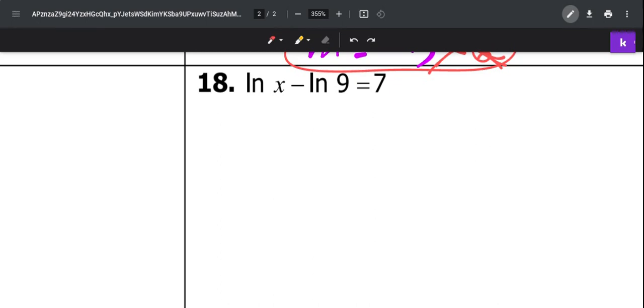So let's look at 18 together. On 18, first of all, type 1 or type 2. Hopefully you're going to tell me type 2, because there is a single logarithm on this left side, but there's not one on the right side. So even if we wanted to try to cancel these out, there's nothing over here to cancel it with. So that can't be done, which means we need to condense first.